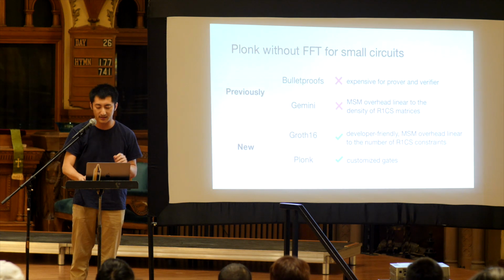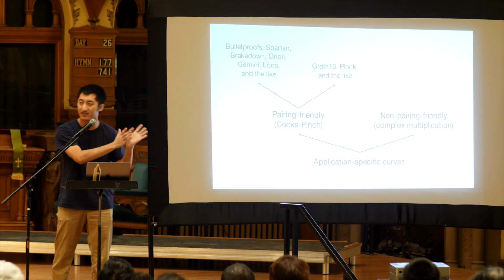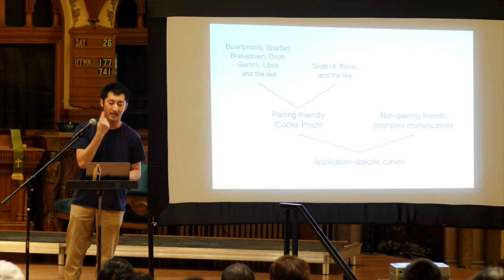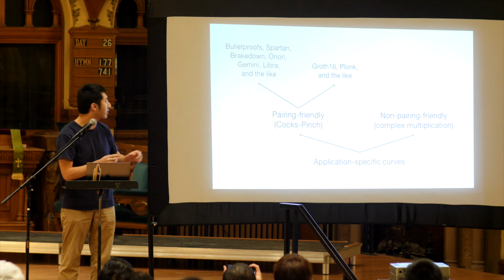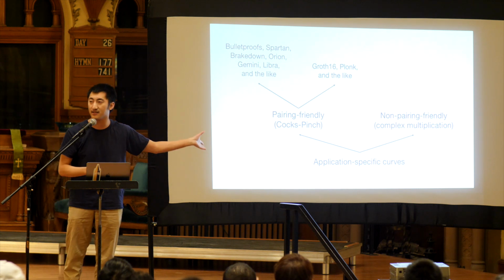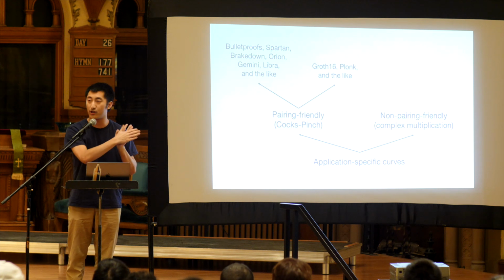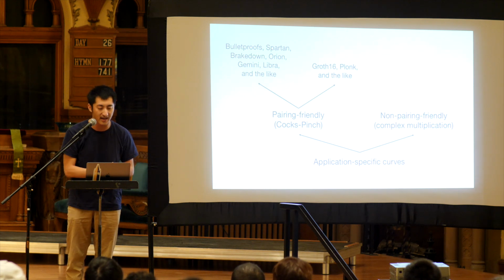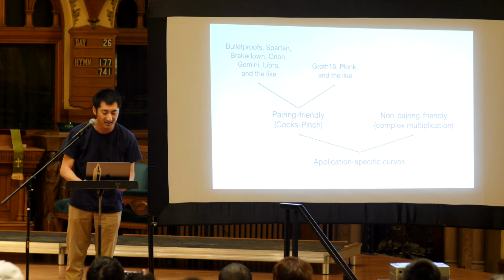This leads to a new universe of application-specific curves. In some situations, you build an application that needs to verify certain crypto operations over some curve. What you can do is find good curves that are designed for that. They can be pairing friendly, they can be non-pairing friendly. And you can also try different types of tools for that. Actually, a lot of the curves here work for the non-pairing friendly case.